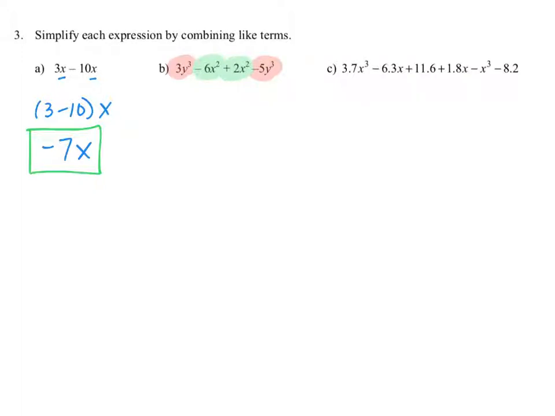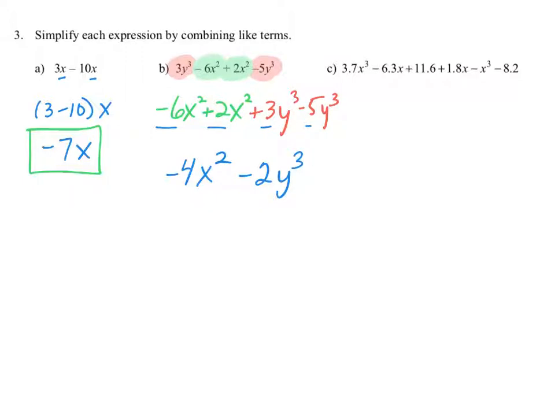So let's begin by combining the x terms, the negative 6x squared plus 2x squared, and then we'll combine the y terms, the 3y cubed minus 5y cubed. When we combine those, we combine the coefficients to get negative 4x squared. And then by combining the y terms, the 3y cubed minus 5y cubed is minus 2y cubed. So our final answer is negative 4x squared minus 2y cubed.